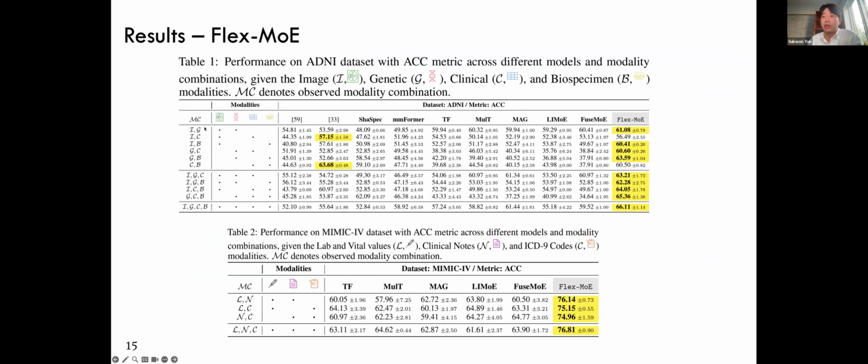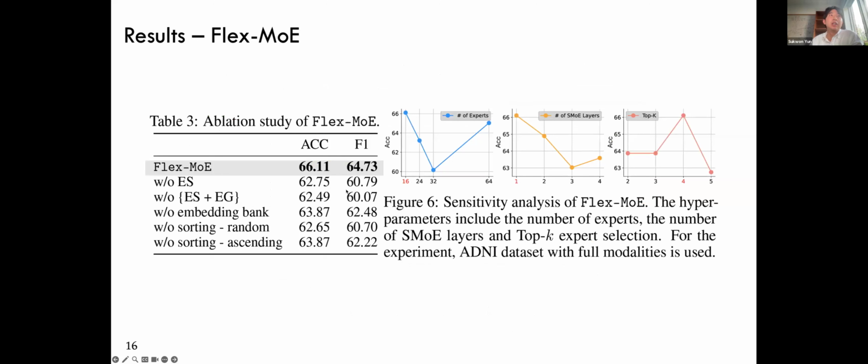For the results, we did some experiments on the ADNI dataset and also the MIMIC dataset. Given various modality combinations like IG, IC, IGC, and IGCB, we could observe that Flex-MoE greatly outperforms existing baselines in various scenarios. For the ablation study, we also ablated not including expert specialization, and not including expert specialization plus expert generalization. We could see that if we do not specialize the experts, the performance goes down a lot. This tells us expert specialization is a key module that improves the performance.